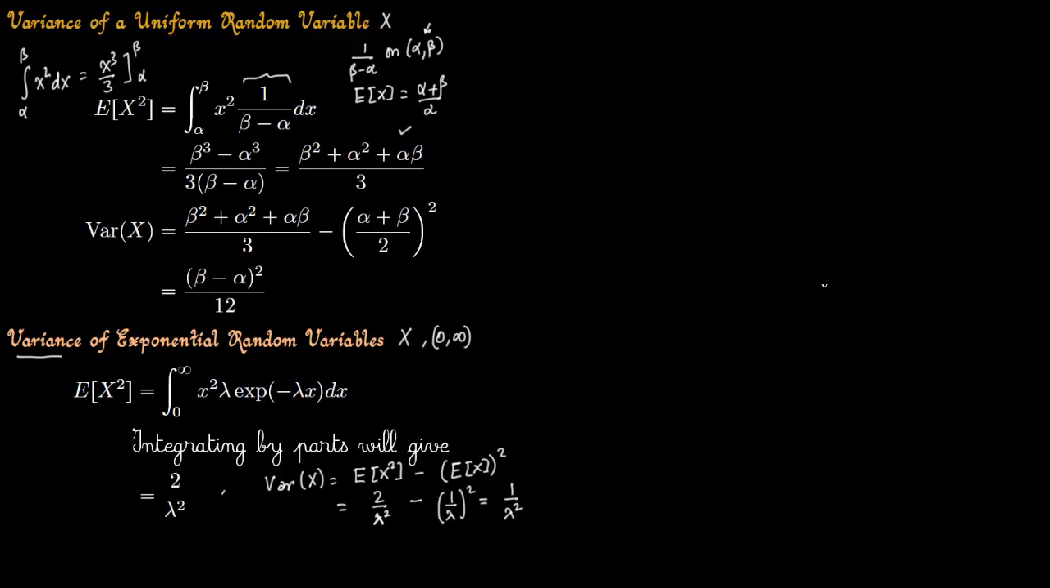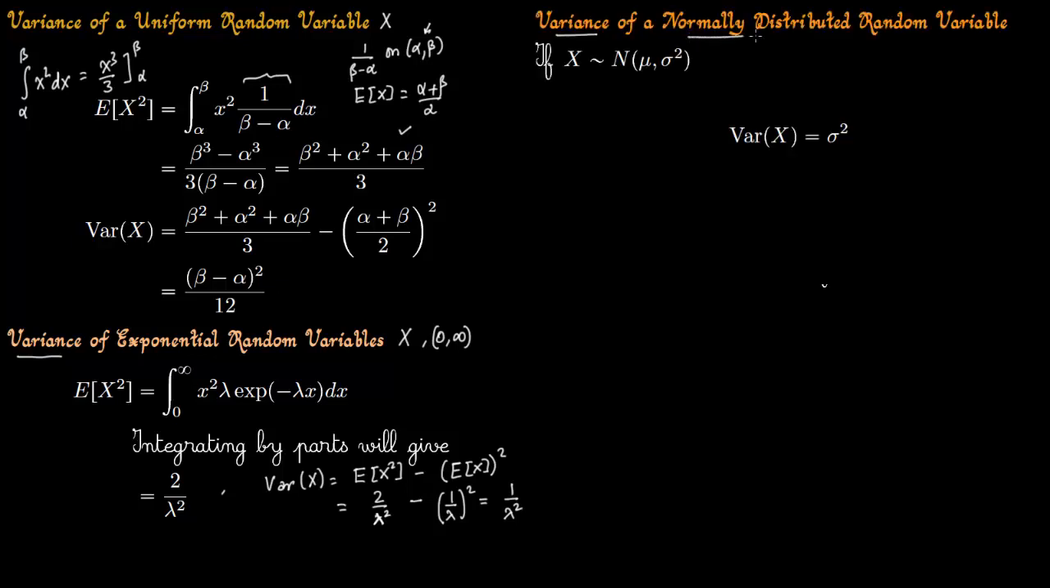Now similarly you can compute the variance of the normally distributed random variable. So if x is normally distributed with mean mu and its variance sigma square, you compute its variance, you will find it to be sigma square, precisely this, the sigma square right here.